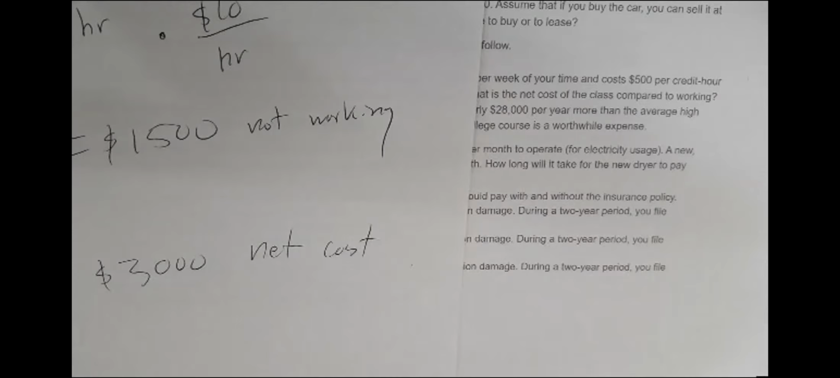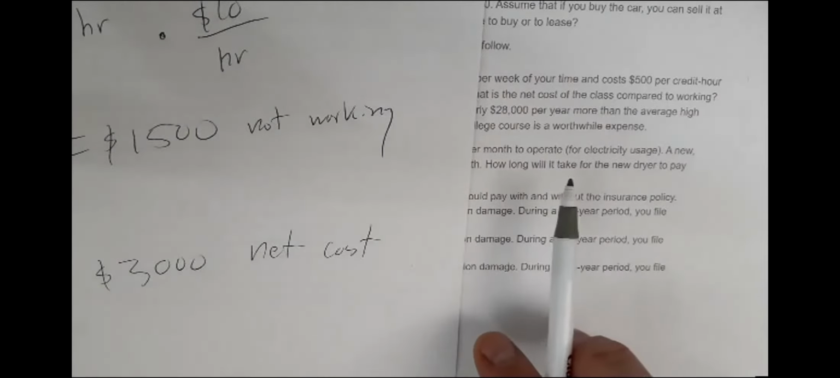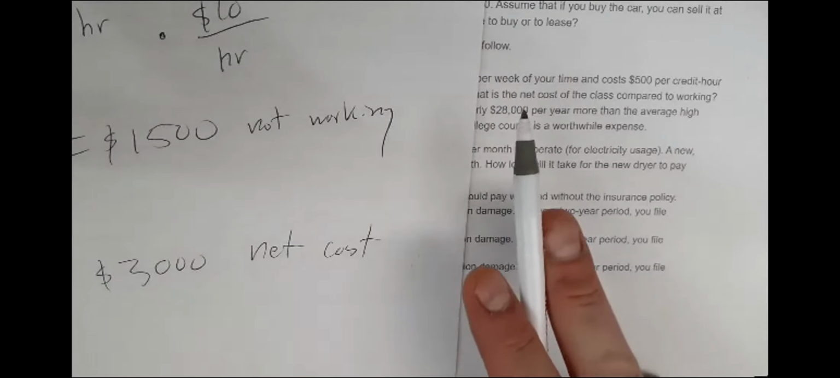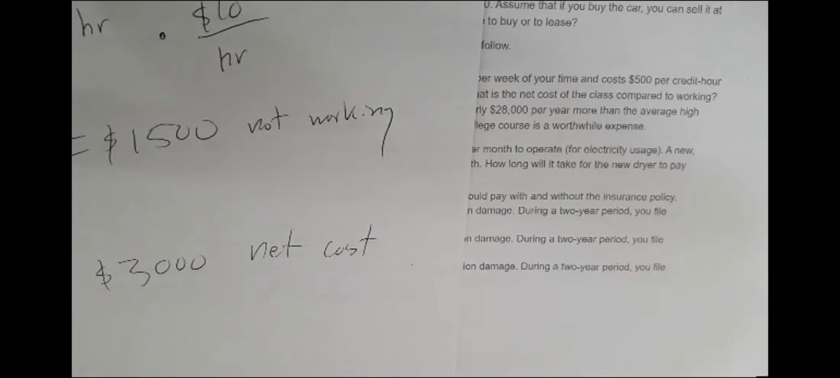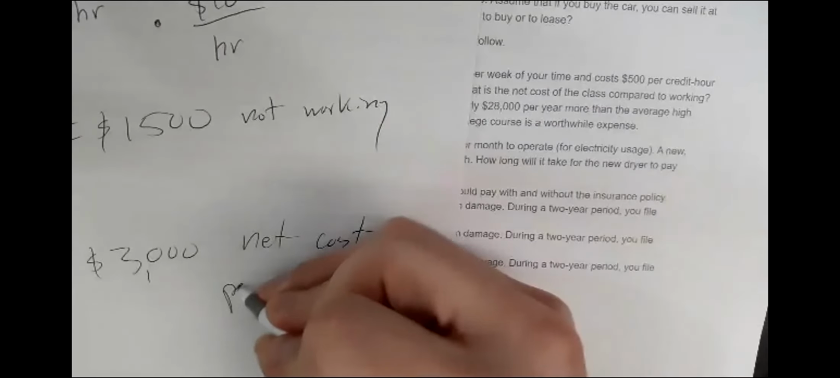So I think that 28 divided by 3 is like 9 and some change. So you're making enough more to pay for like 9 classes a year or something like that. There's a few different ways to look at it, but like 3,000 compared to 28, 3,000 per class.